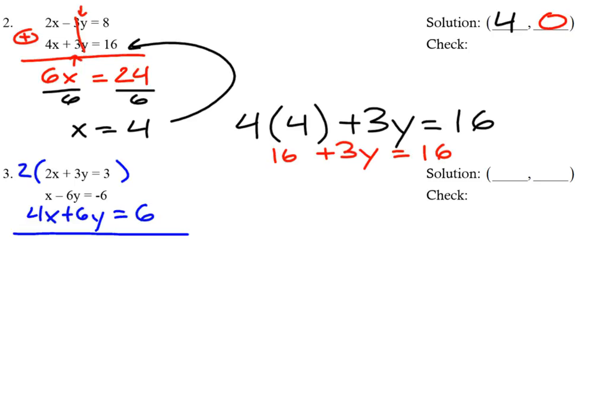Now, my y variable eliminates. I have negative 6y on top and positive 6y on the bottom. When I add those together, I get 5x plus no y's equals 0. Now, this doesn't mean you got the wrong answer. If 5x equals 0, then x equals 0.